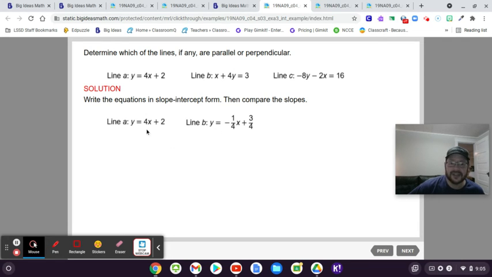Yes, they are, because this is a slope of +4 over 1. This is a slope of -1 over 4. They are perpendicular lines. Woo!